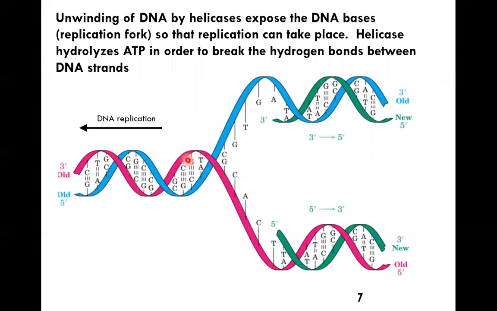In the next slide, the DNA double strand is unwound by helicase to expose the DNA bases at the replication fork. So replication takes place with ATP hydrolysis, which breaks the hydrogen bonding between the double strand, and a new strand of DNA is formed.